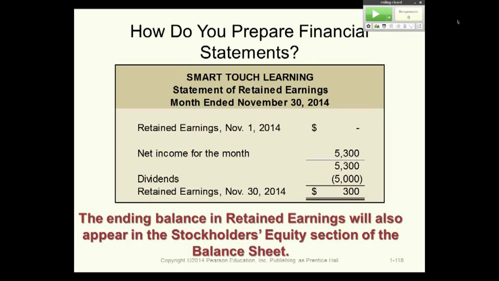Net income for the month comes from where? Where'd you get that number from? The income statement. So this is the idea of articulation. You had to prepare the income statement first. It feeds into the statement of retained earnings, and then of course the dividends are paid. And again, the source of the dividends is going to be coming from the accounting equation. So the change in retained earnings for the year, you started off with a 0 balance. You had revenues and expenses that gave you net income of $5,300. You paid out dividends, and the change in retained earnings was $300.